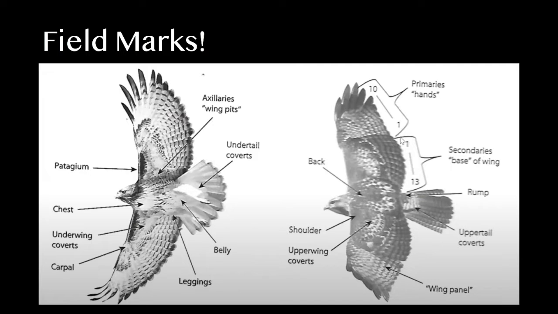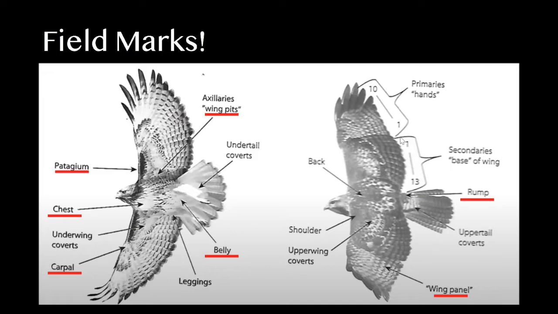Field marks. So looking here, this may seem really daunting, but in reality, we only really need to focus on these areas here. These are common areas where raptors can vary a lot, which helps us in identification. On the underside, we pay attention to the axillaries, or the wing pits, which are essentially the equivalent of our armpits. The patagium is a stretch of skin between the shoulder and the wrist of the bird's wing. I'll also call it the leading edge of the wing sometimes. This area is especially critical for identifying red-tailed hawks, as we'll see soon. The chest and the belly are pretty self-explanatory, and the carpal is the wrist area.